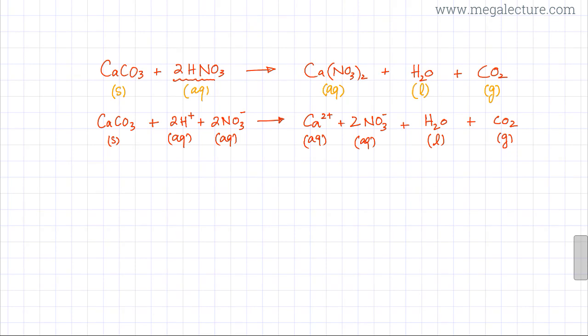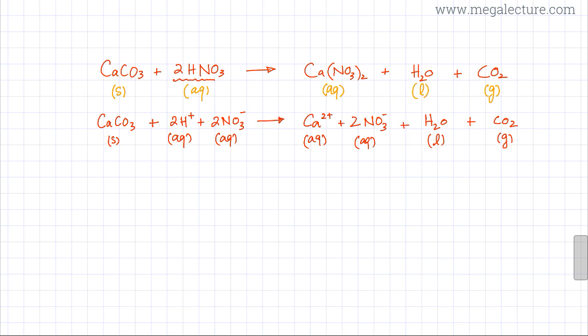And the last step is to identify spectator ions, those ions that are not doing anything in this reaction. If you look at calcium carbonate, it changed into calcium ions and carbon dioxide was produced. So all these substances actually took part in the reaction. Similarly, H plus 1 took part in the reaction because over there is no H plus 1. It changed into H2O, so it took part in the reaction.